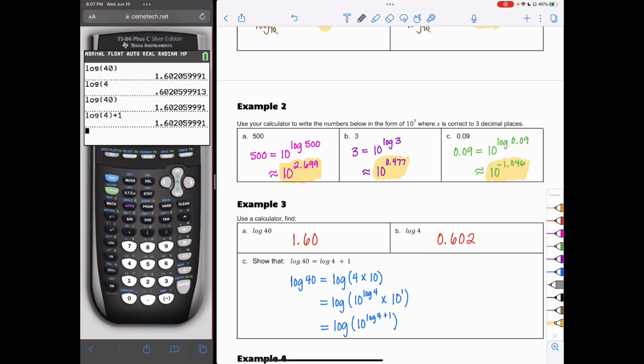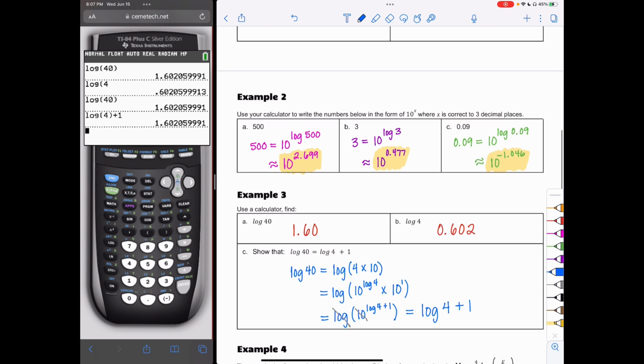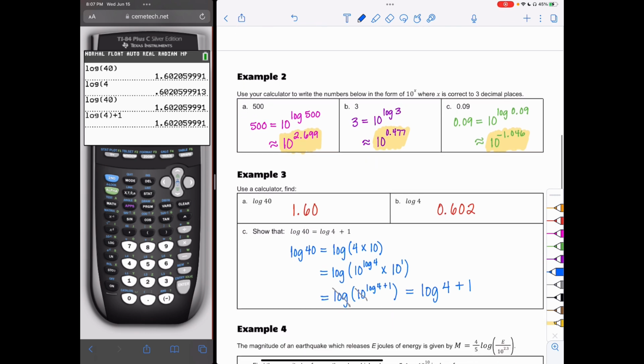And because I know that my log base 10 and my base of 10 on my power cancel out, I already know that this is equal to the log of 4 plus 1. So that is how I can show that process, right?